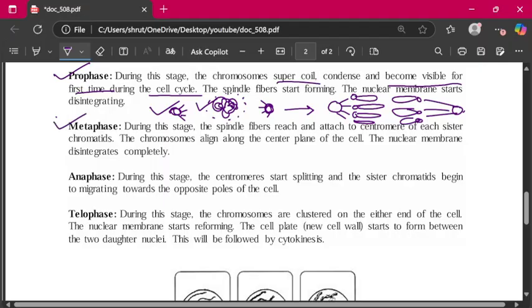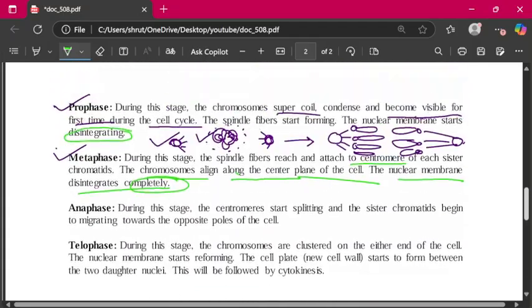And now moving to the second phase of mitosis, that is the metaphase. During this stage the spindle fibers reach and attach to the centromere of each sister chromatid, and the chromosomes align along the center plane of the cell, and the nuclear membrane disintegrates completely. Here it only started disintegrating, and here it is completely disintegrated. So you can see here also. Okay, we will discuss it later.